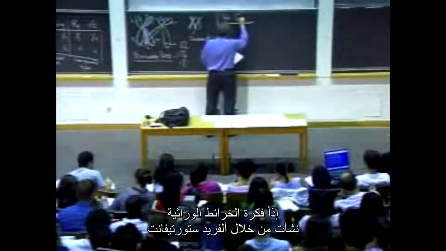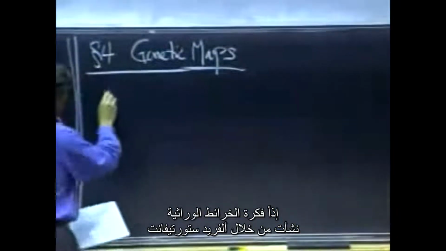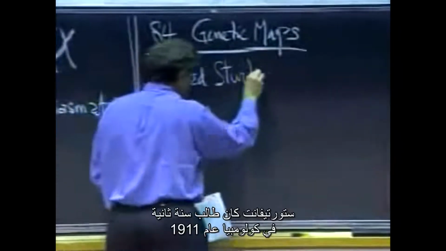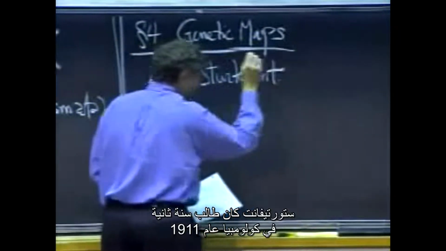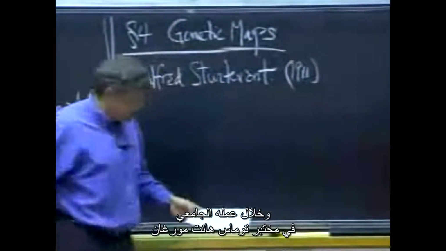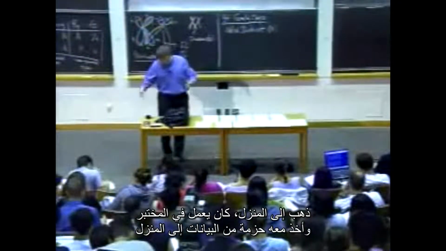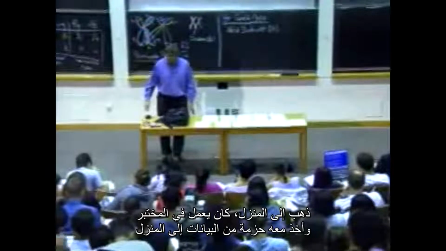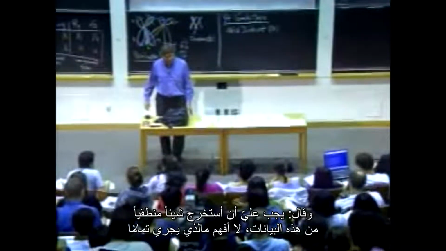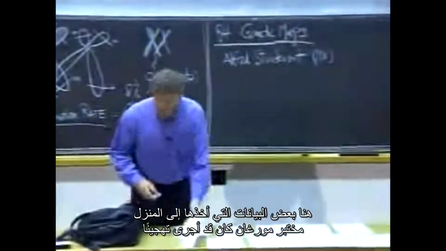So the idea of genetic maps arises through the work of one Alfred Sturtevant. Sturtevant was a sophomore at Columbia in 1911. And while an undergraduate working in the lab of Thomas Hunt Morgan, he took home a pile of data. And he said, I've got to make sense out of all this data. I don't understand exactly what's going on. Here's some of the data he took home.